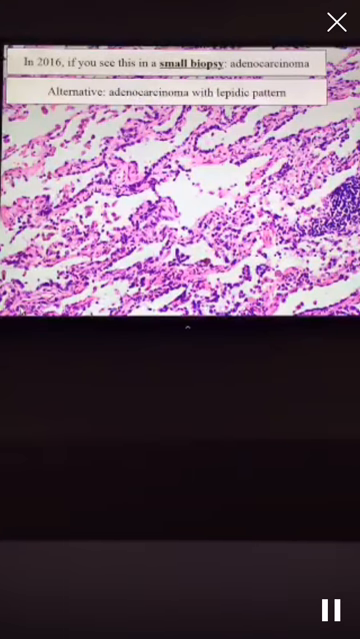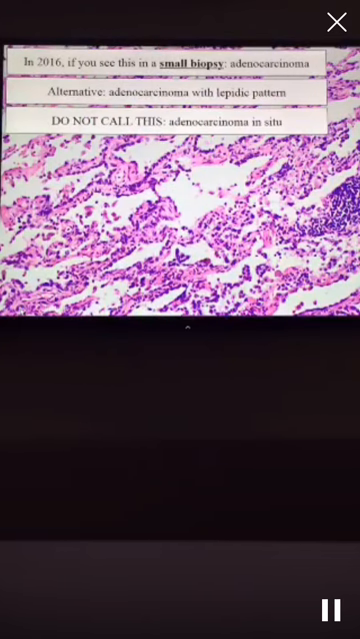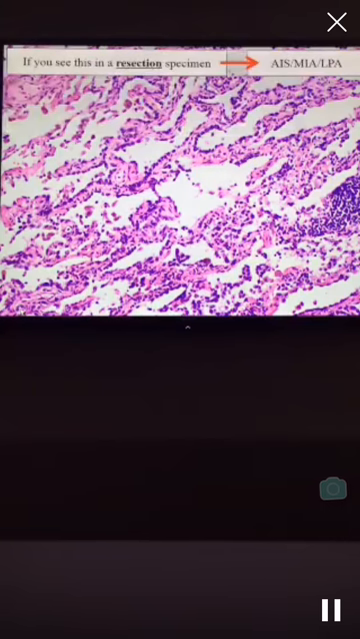You could do what the WHO says and say adenocarcinoma with lipidic pattern. That's about as far as you're allowed to go on a small biopsy. Do not, next please, do not call this adenocarcinoma in situ. Is that clear to everybody? Does everybody understand what a small biopsy means? It's not by size. It's just the biopsies that are taken by a radiologist or a bronchoscopist. If it's a surgically resected specimen, that's a different story. All right, so let's go to that.